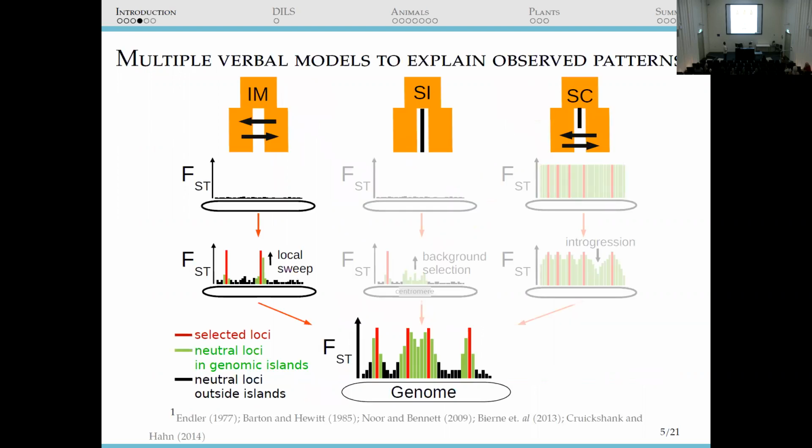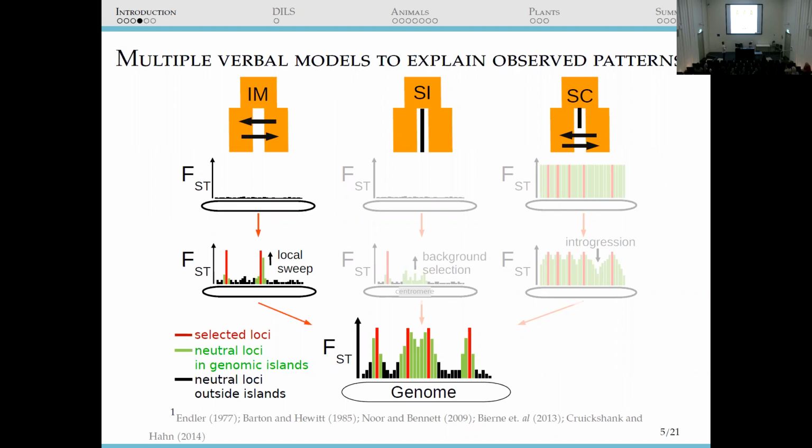There are multiple verbal models to explain this pattern. So it's very easy to explain everything by any model. And this is what many people used to do between 2010 and now: just take an observed genome, take a favorite model, and tell the story. So verbally, we can say that, okay, I want to explain everything by this model.